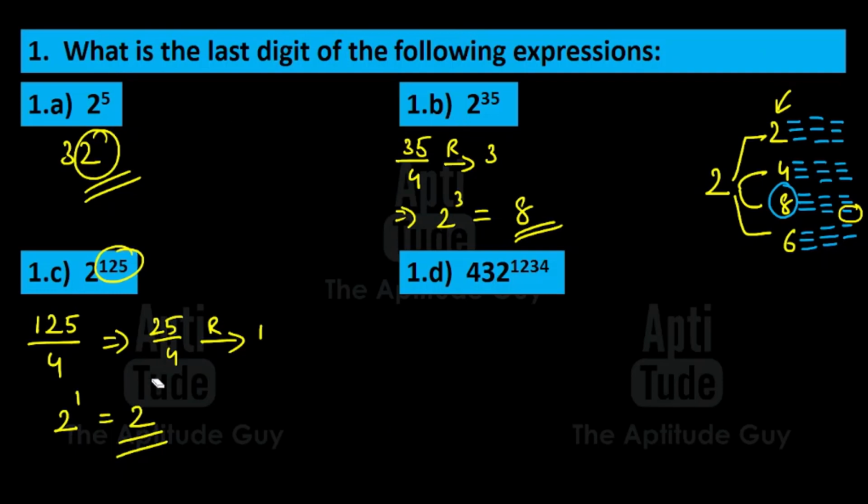So these three types of questions you will never be asked in any aptitude test. This was just warm up. Now this is the real type of question. We have 432 to the power 1, 2, 3, 4.